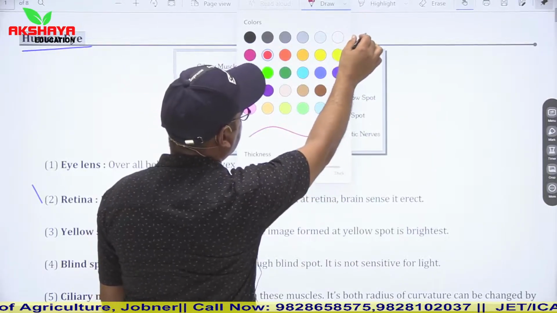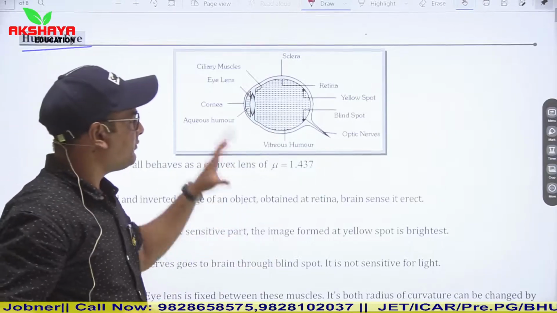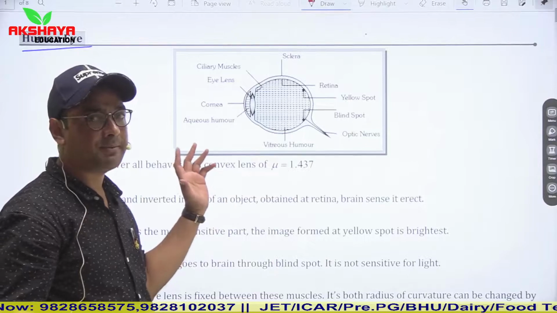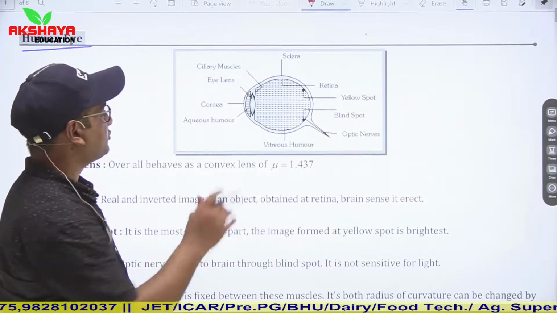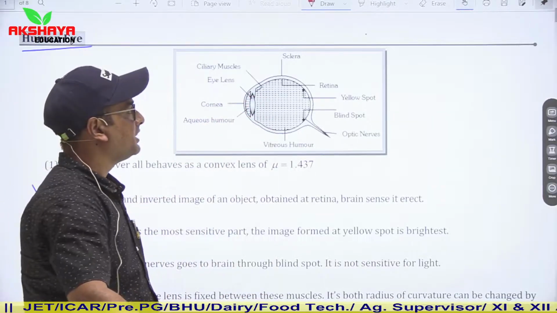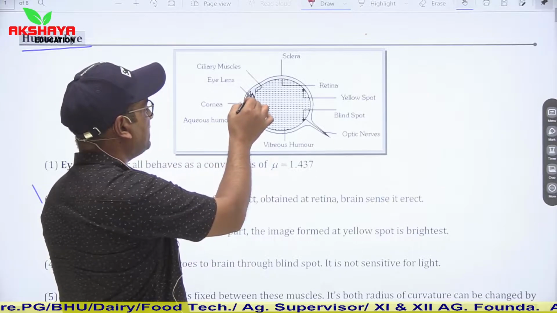So let us talk about optical instruments. Now, the human eye. First of all, let us have a look at the different parts of the human eye. Then we will discuss how an image is formed and then different eye defects. This is a rough sketch of a human eye. In this sketch we can clearly see that this is the lens.